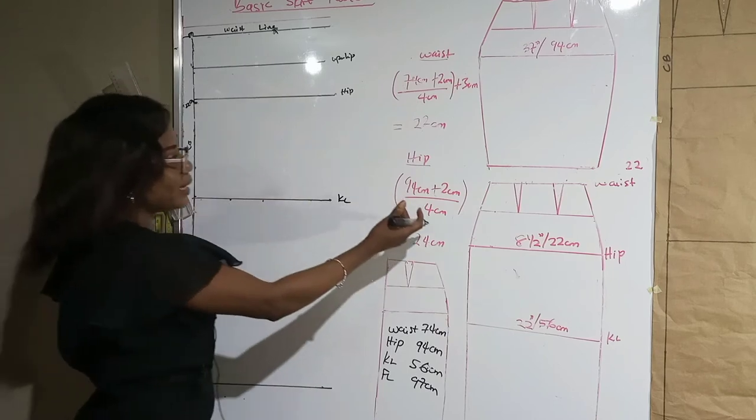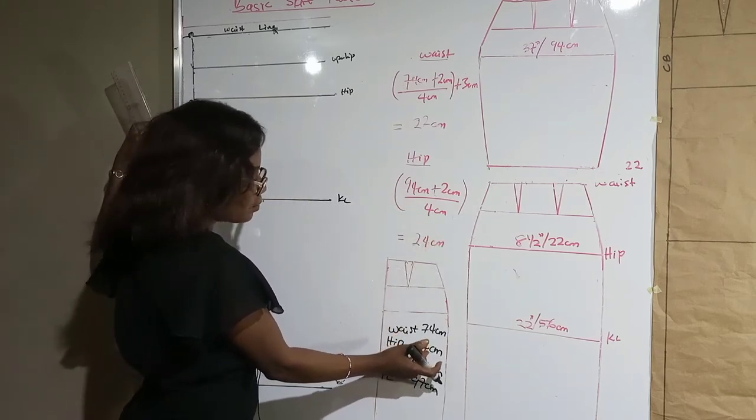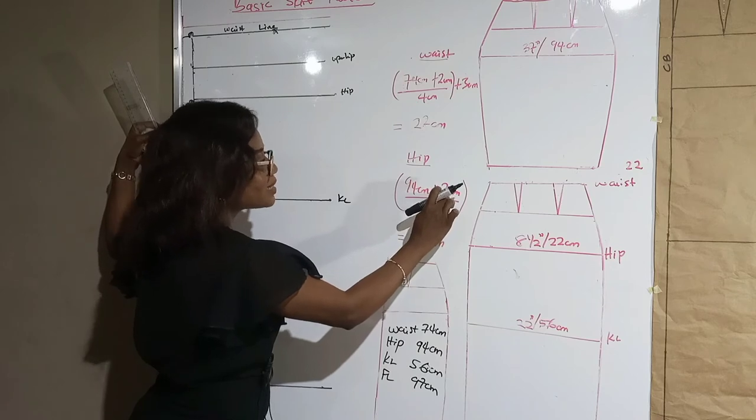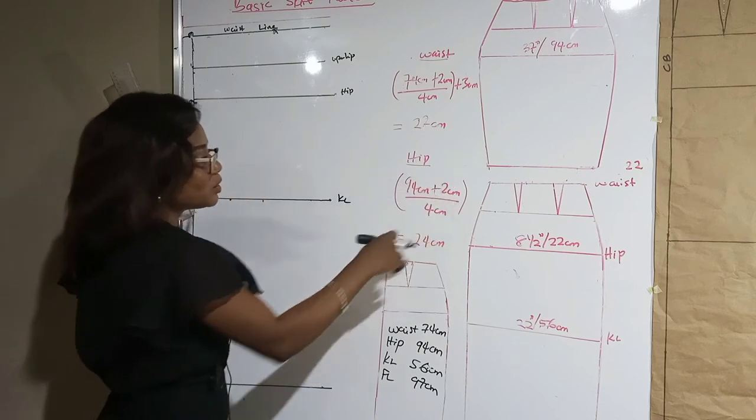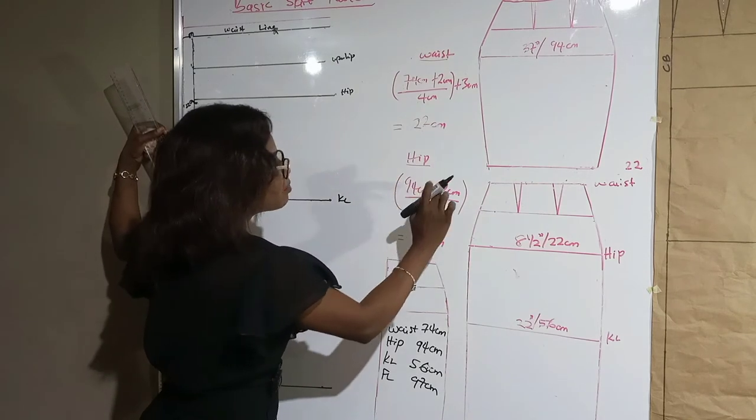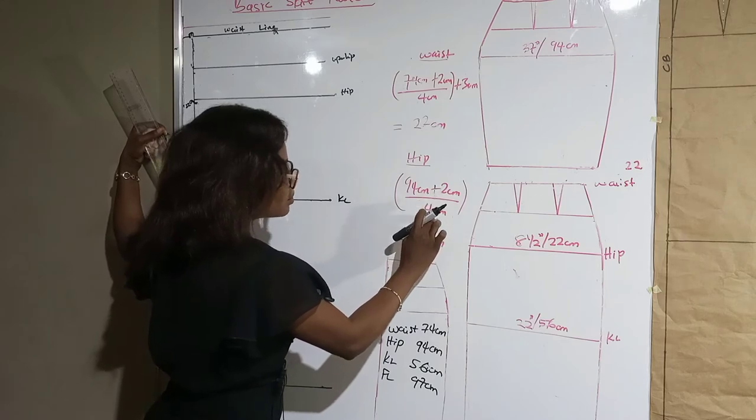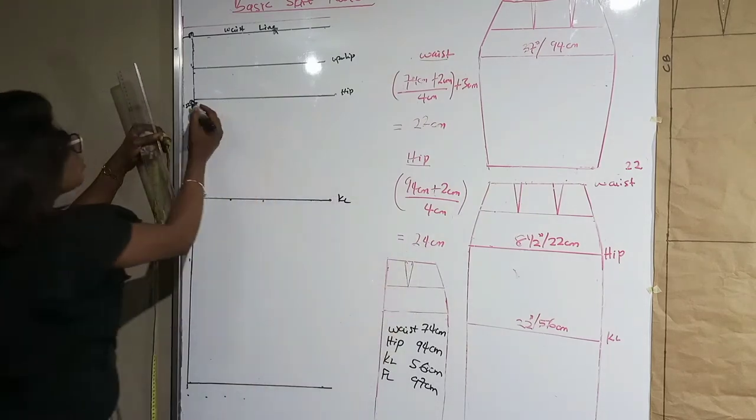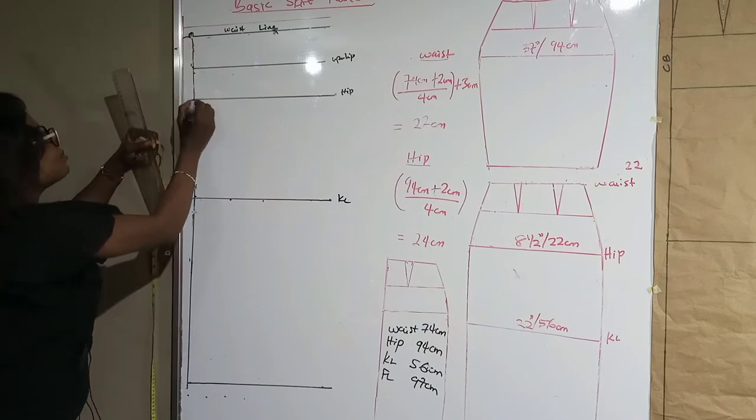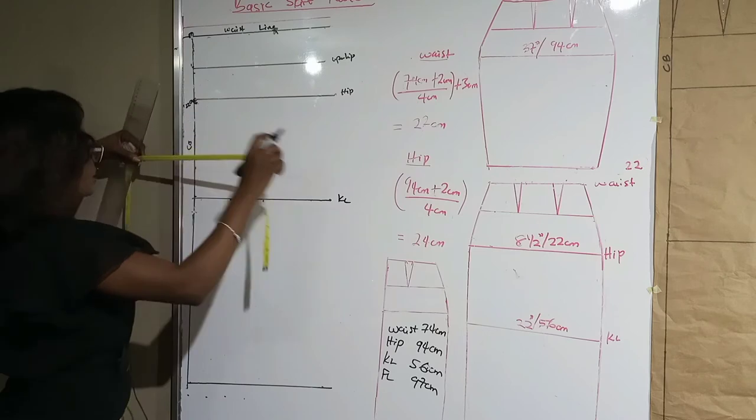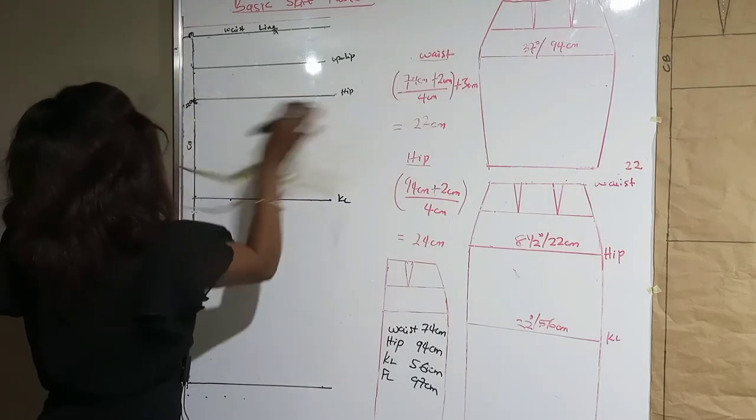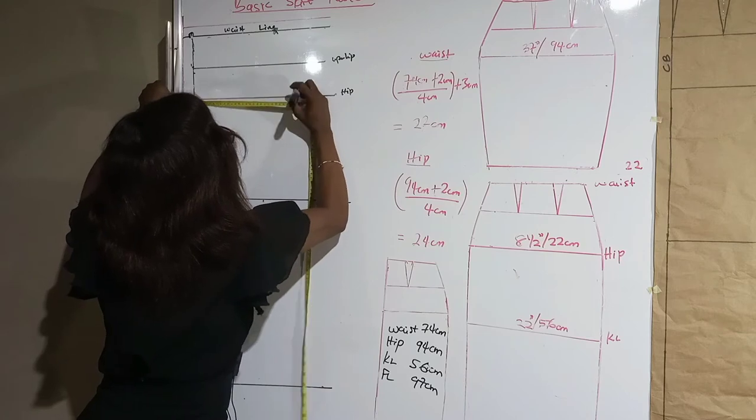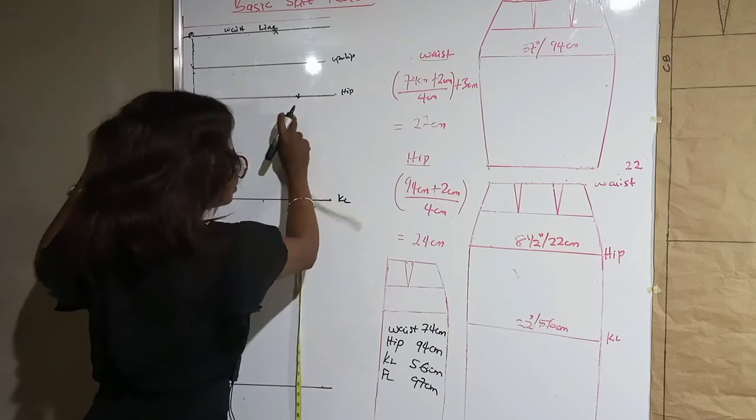Now, you go to the hip measurement. The hip measurement I'm working with is 94 cm. For the hip, 94 cm plus 2 cm of ease allowance, just to give a little bit of ease. So 94 cm plus 2 cm divided by 4. When I did that, I got 24 cm. So whatever you get with your own measurement, exactly the same thing here. This is your point O. Whether you are working in inches or in cm, use your tape rule, then mark out exactly what you got. For me, it's 24 cm.